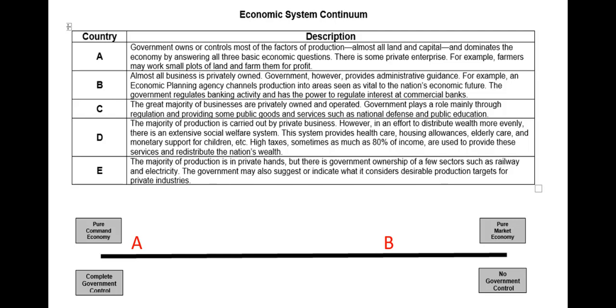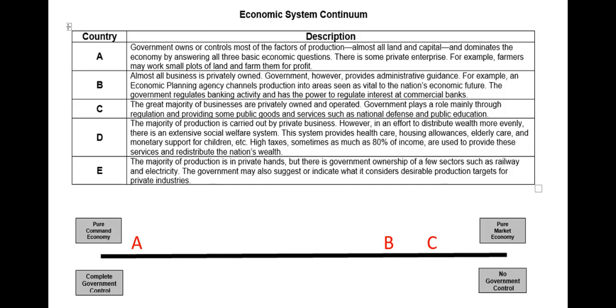Country C: the great majority of businesses are privately owned and operated. Government plays a role mainly through regulation and providing some public goods and services, such as national defense, military, and public education, school. Country C is the United States, and it falls a little bit closer to our pure market economy because we're seeing a lot of businesses being privately owned and operated.